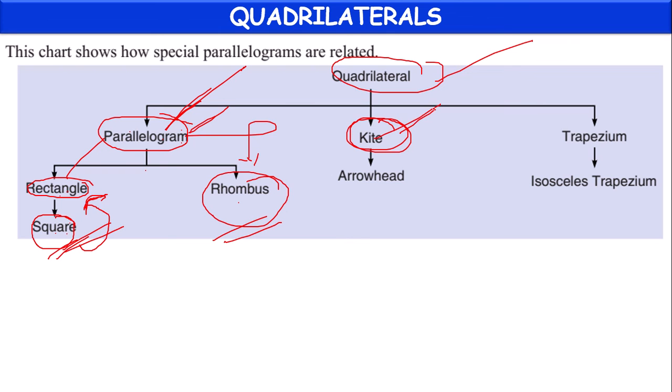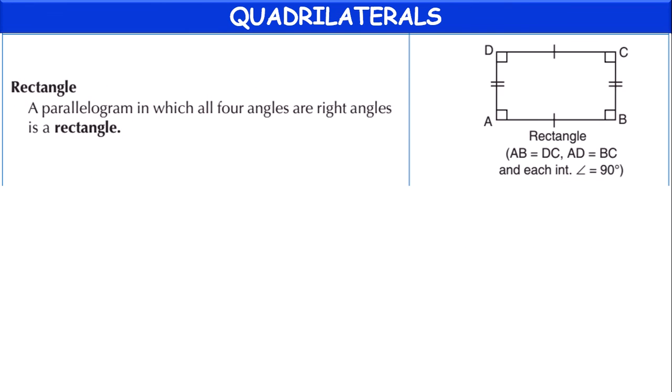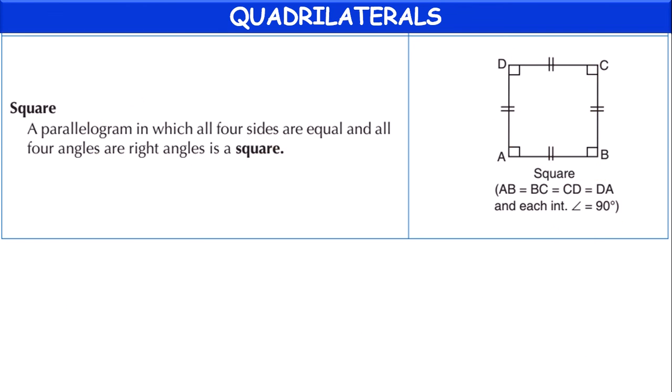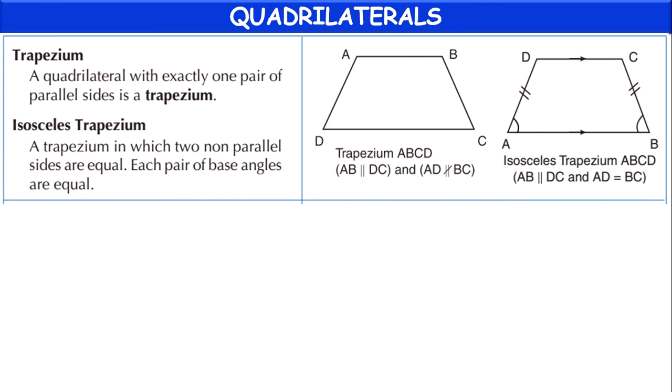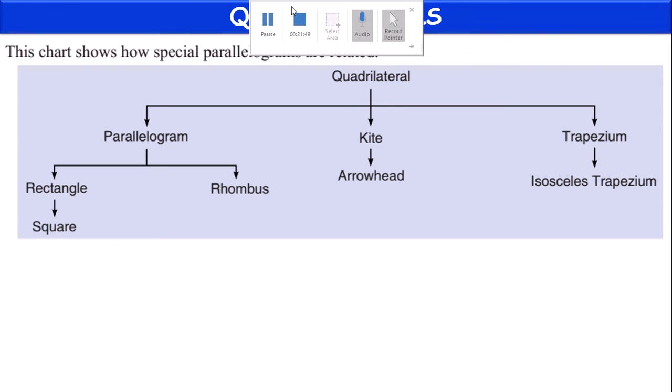What is a kite, children? Two pairs of adjacent sides are equal. What is an arrowhead? Two pairs of adjacent sides are equal with one reflex angle. So what is a trapezium? Only one pair of opposite sides is parallel. What is an isosceles trapezium? One pair is parallel, and the non-parallel sides are equal. So in this way, we have all types of quadrilaterals, children. Starting from parallelogram, we have rectangle, rhombus, square, then trapezium, in that isosceles trapezium, then kite, in that arrowhead. So this is a chart relating all the quadrilaterals.